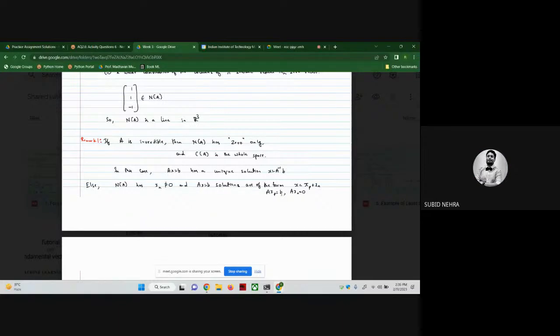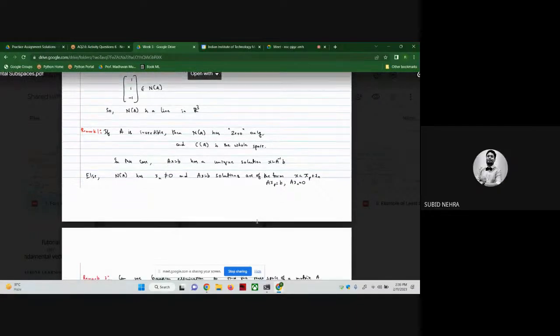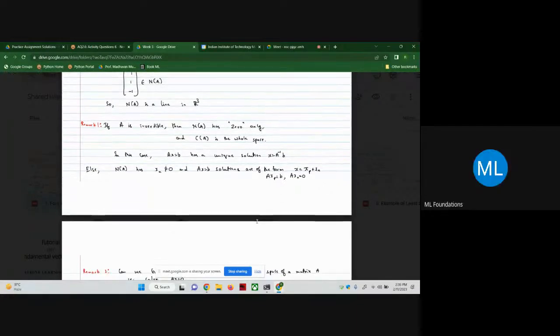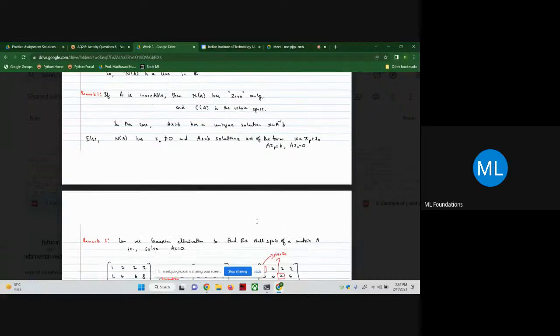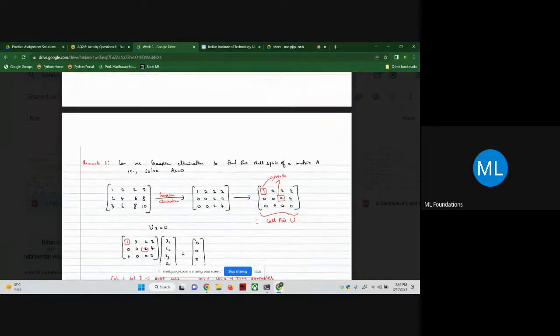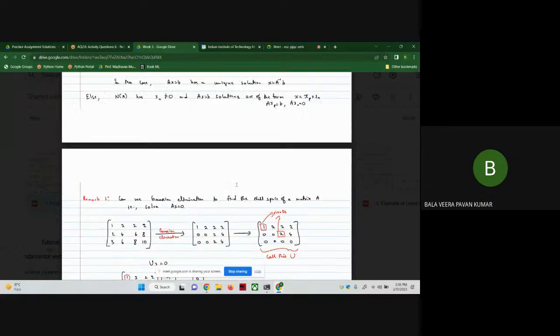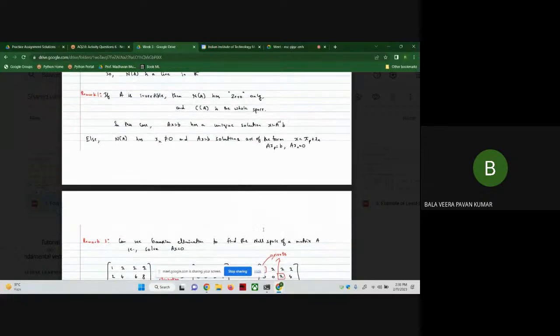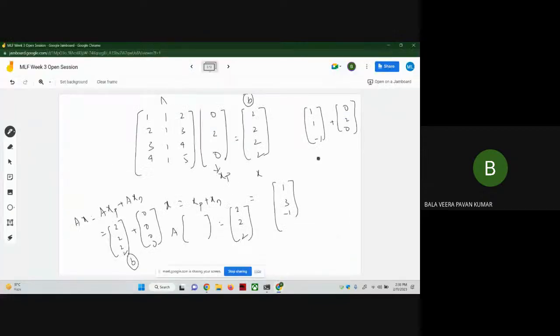But sir, here you have written that xn should not be equal to 0. This is not equal to 0, got it. Xn is 1, 1, minus 1. Sir, one minute, could we go to that Jamboard? Here we kept xn as 0, 0, 0, no?